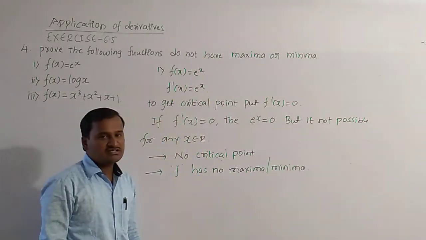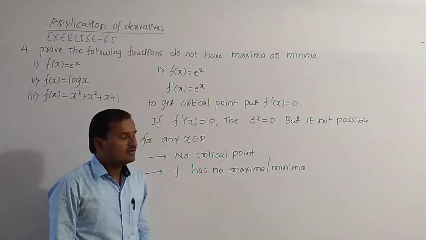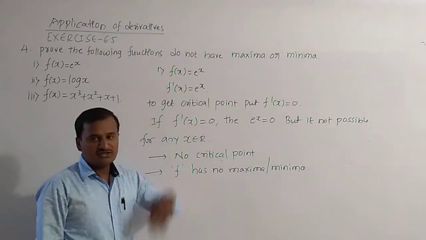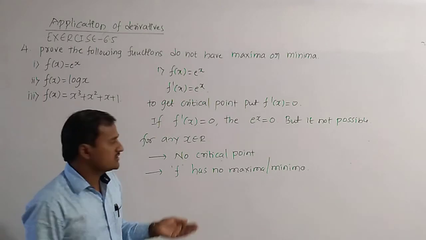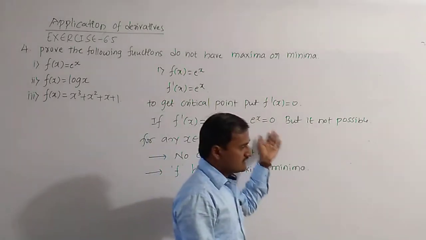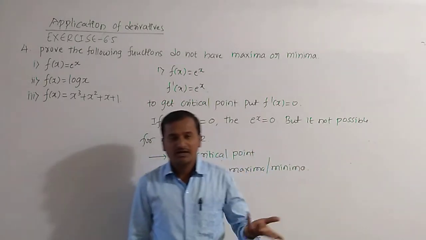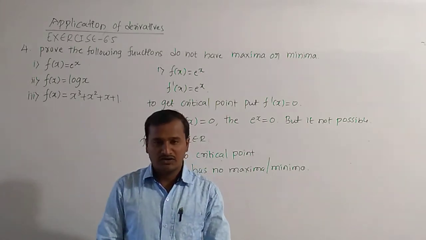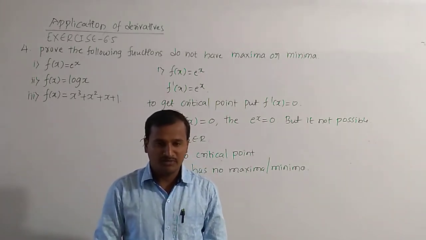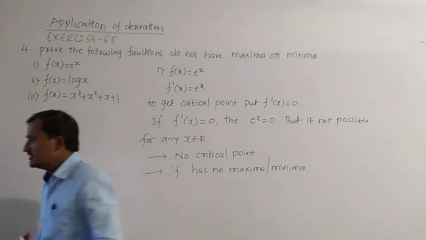Why does this function not have any maxima or minima? Because for this function we are not getting any critical point. If we do not get a critical point, the function automatically does not have any maxima or minimum. Okay, so go to the next question.